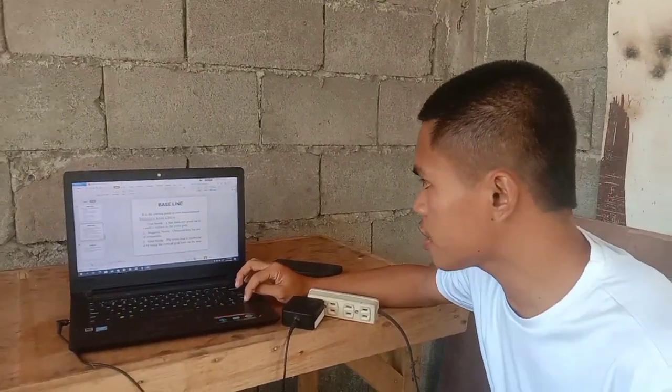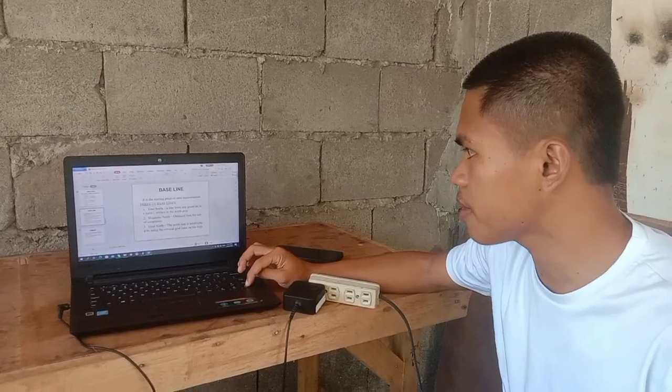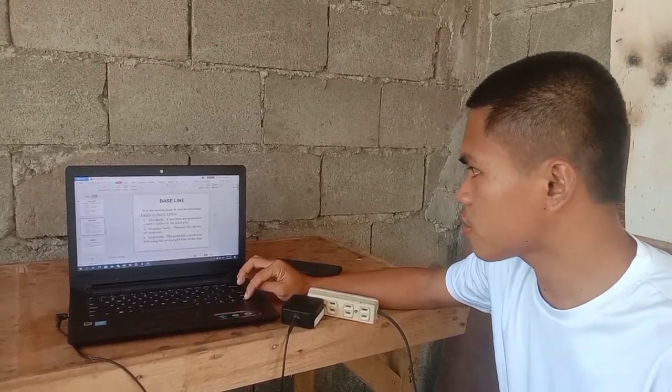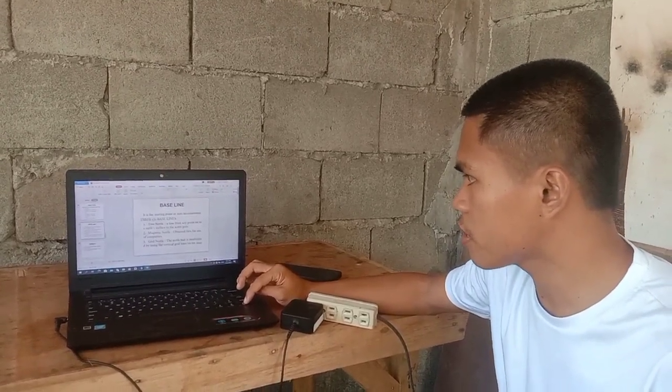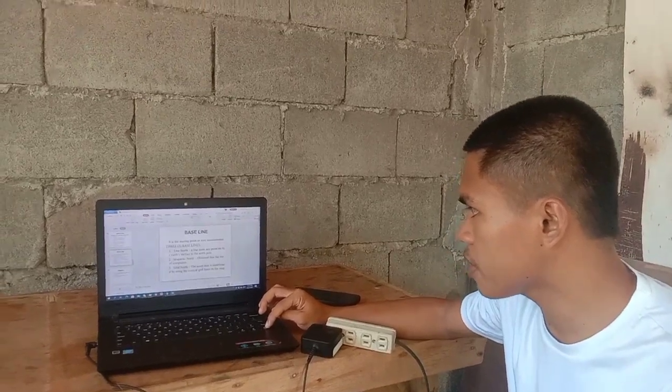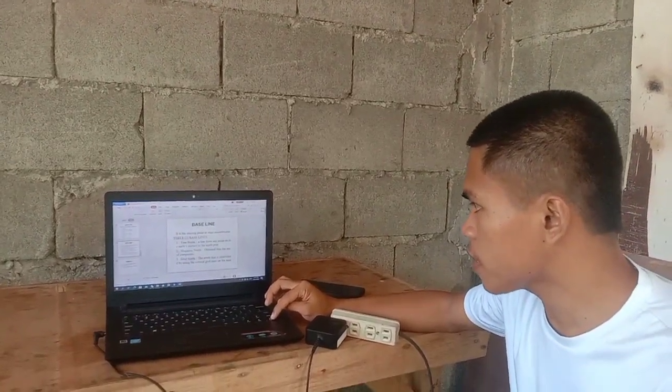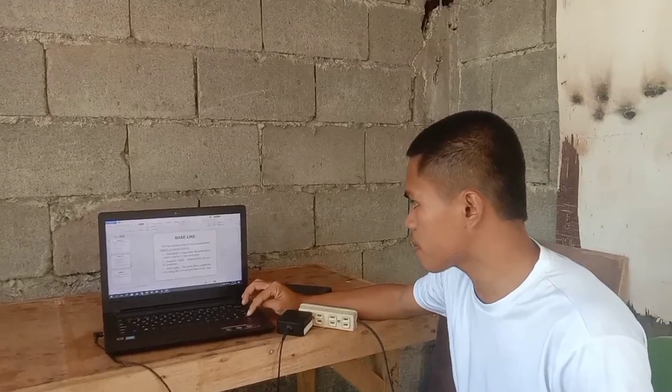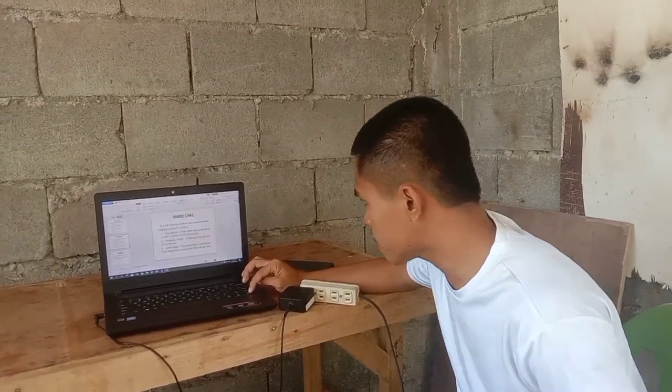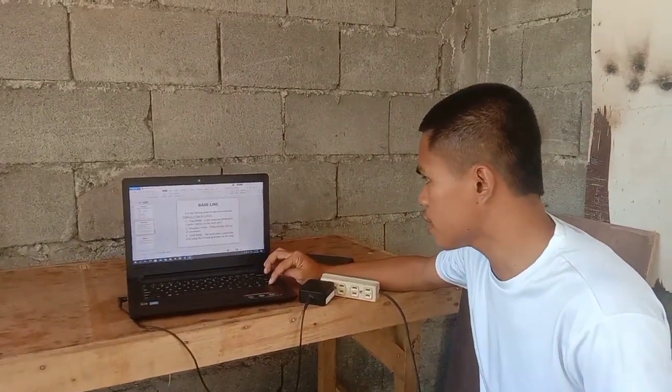Baseline is the starting point or zero measurement. Three baselines: one, true north, a line from any point on the Earth's surface to the North Pole. Two, magnetic north, obtained through the use of compasses. Three, grid north, the north that is established by using the vertical grid lines on the map.